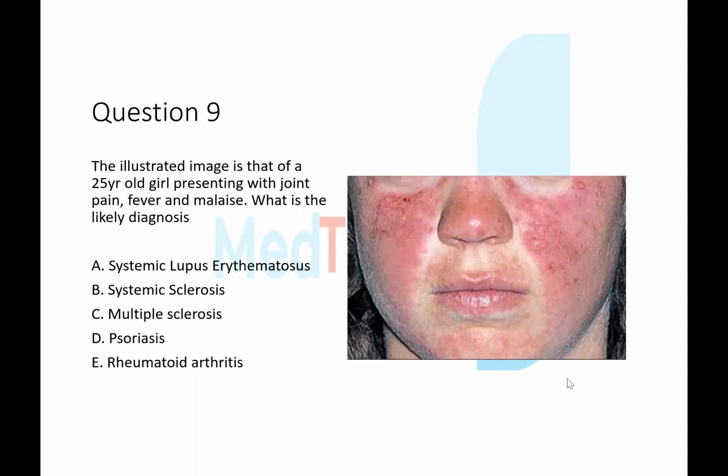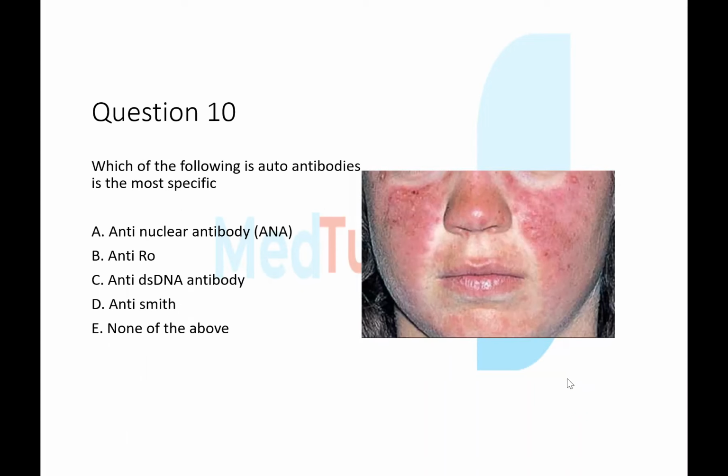But in terms of the one that is more specific, the answer is actually anti-Smith. So S for specific, S for Smith. But if they tell you which one will you use to screen for SLE, and the patient does not have money, you don't want to waste patient money, you just want to do one. So you first do ANA, because if ANA is negative, it means that the patient does not likely have SLE. Think of other things. So next slide, sir.